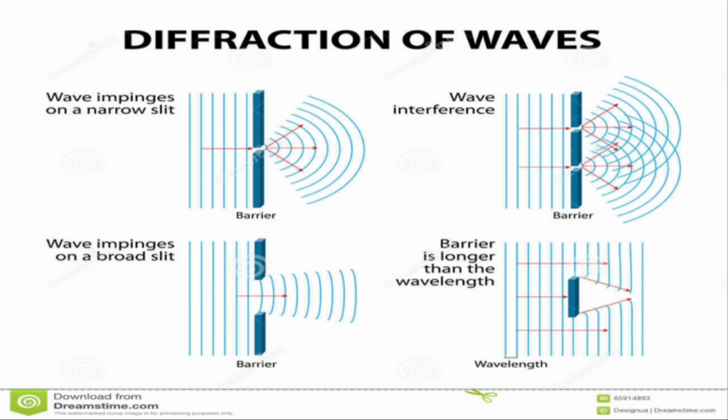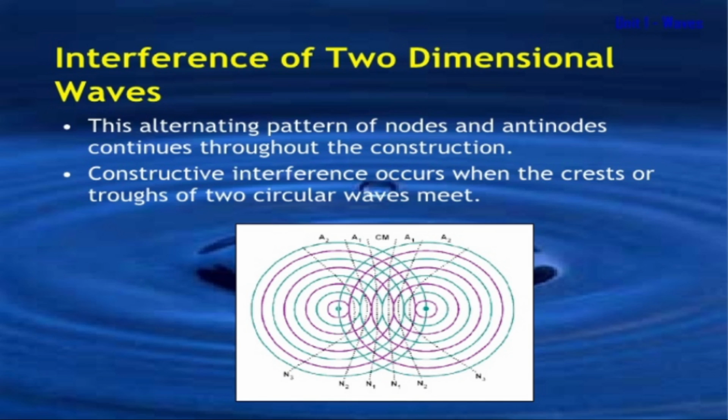And the last one is when the barrier is longer than the wavelength. That is when the wave is moving and the barrier does not allow it to pass, it eventually reconnects on the other side. But during that space, it stays in its separate ways. It splits and reconnects. Interference of 2-dimensional waves: this alternating pattern of nodes and antinodes continues throughout the construction.